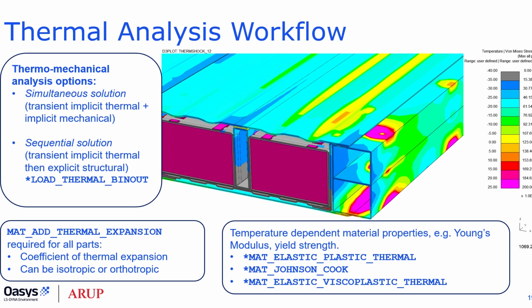In order to predict the thermal strains in the structure, each material must have thermal expansion properties, which can be added using the *MAT_ADD_THERMAL_EXPANSION card. Again, these properties can be isotropic or orthotropic if we want, and we can also define material properties that are temperature dependent. This might be important for polymeric materials whose properties can be sensitive to relatively small changes in temperature.